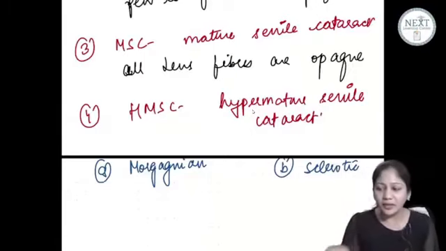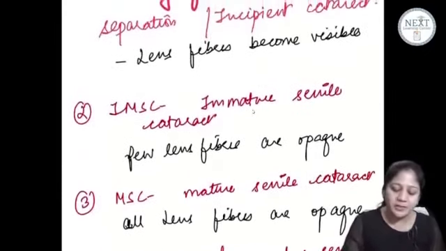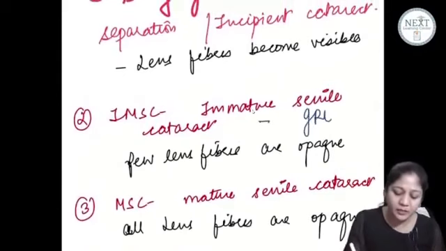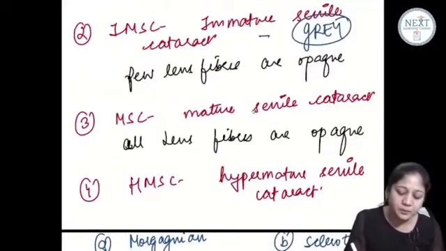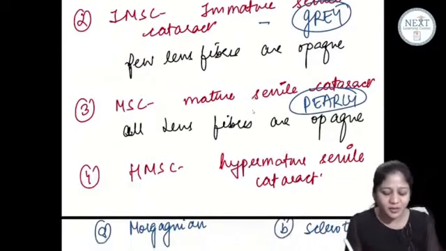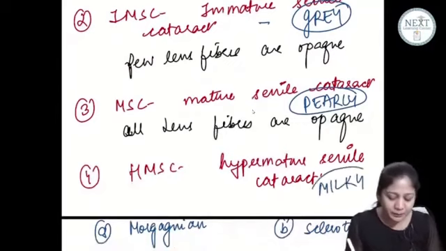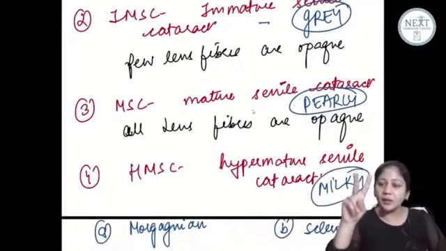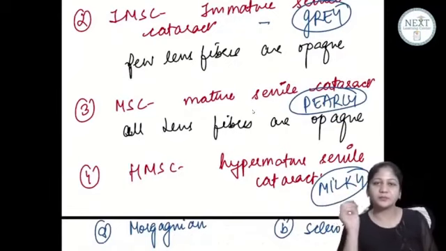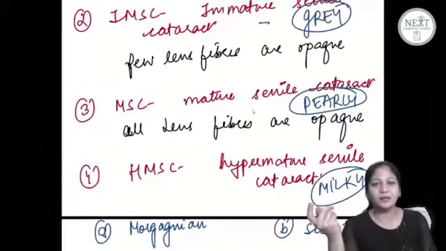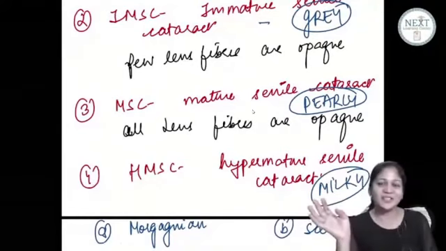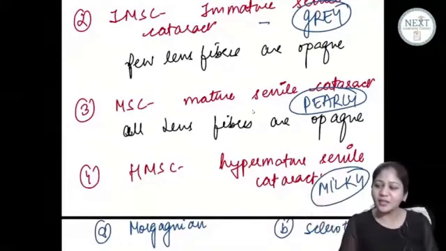Okay? Now very important is the color of the lens. Color. So in immature, please write down, immature, it is the gray white color of the lens. Gray white. In mature, it is pearly white, white like that of a pearl. And in hypermature, it becomes milky white. Okay? Please remember these three: gray white, pearly white and white like that of milk. So you will think, madam, white is white. What is this gray white, pearly white and milky white? But yes, these are the differences. Okay guys? Understood?